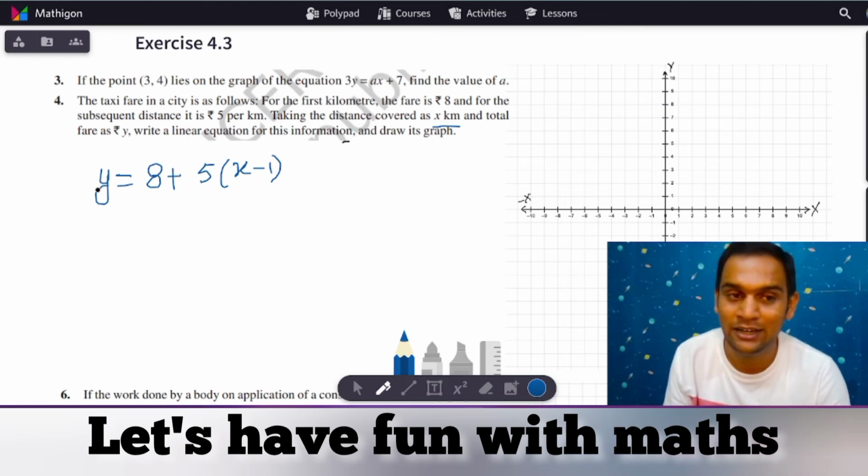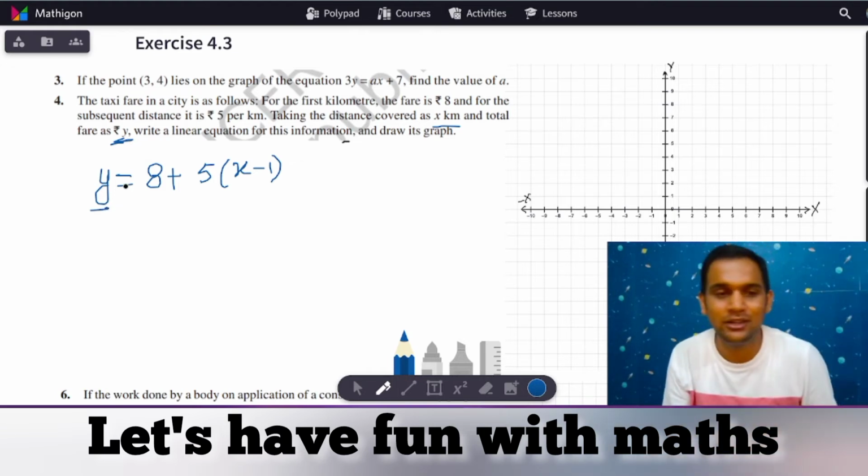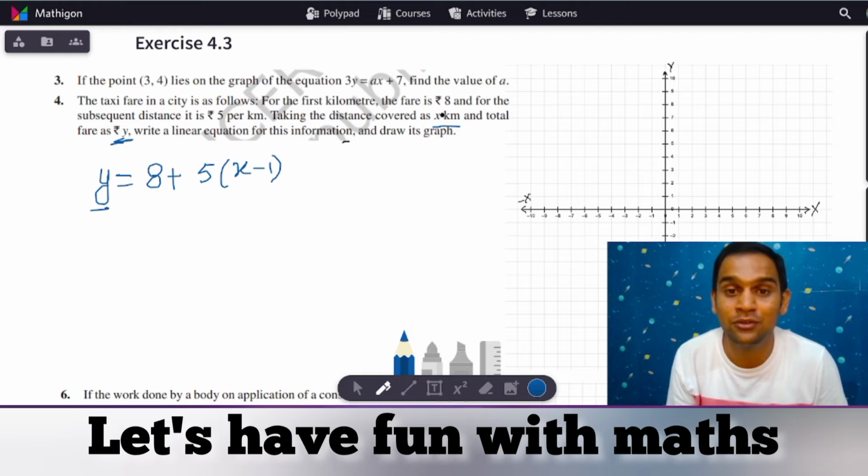I will clarify. y is the total fare. So total fare will be the first kilometer, which is ₹8, and then the rest of the kilometers. Yes, so you have to be thorough with that. So ₹8 is the first kilometer plus 5 rupees after that. So 5 rupees times (x minus 1). Why did I take x minus 1? Because for the first kilometer I have already taken 8 rupees, right? So there I won't count 5 rupees, otherwise I'll be giving 5 rupees extra.